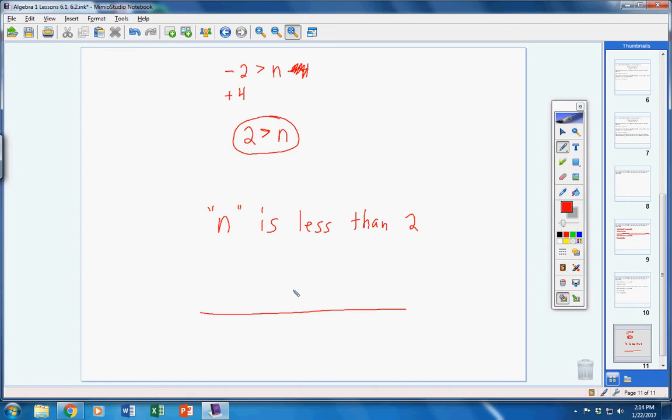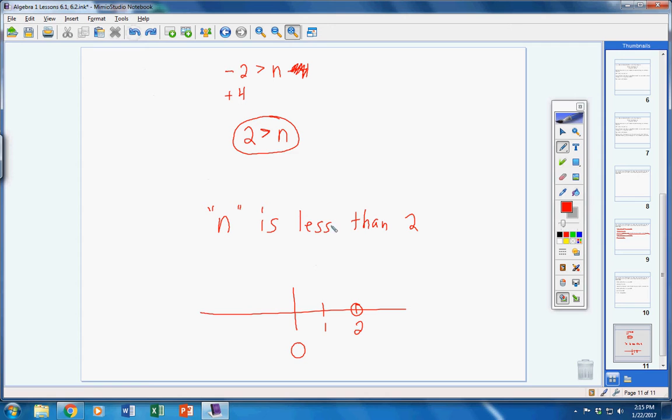Now how would you graph that? Well guys, you tell me. We have n is less than 2, so we go to 2 on the number line. Put a point there. Now, would I color it in? No, I would not, because there's no equal sign here. So you leave it open. It's called an open point. This is called a closed point. Okay?